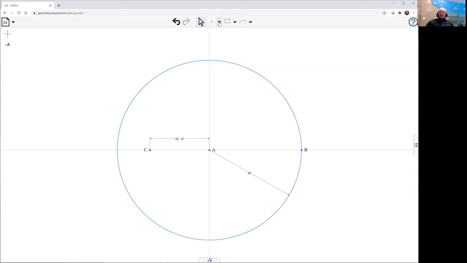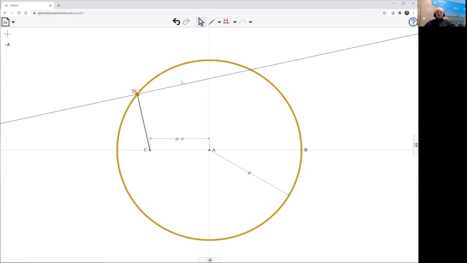Okay, so very similarly to how we defined the parabola, we're going to put a point on the circle coming away from C, and we're going to create the perpendicular to the line from C to that point on the circumference of the circle. There's the perpendicular. And let's specify where point D is on the circle by giving it a parametric location.